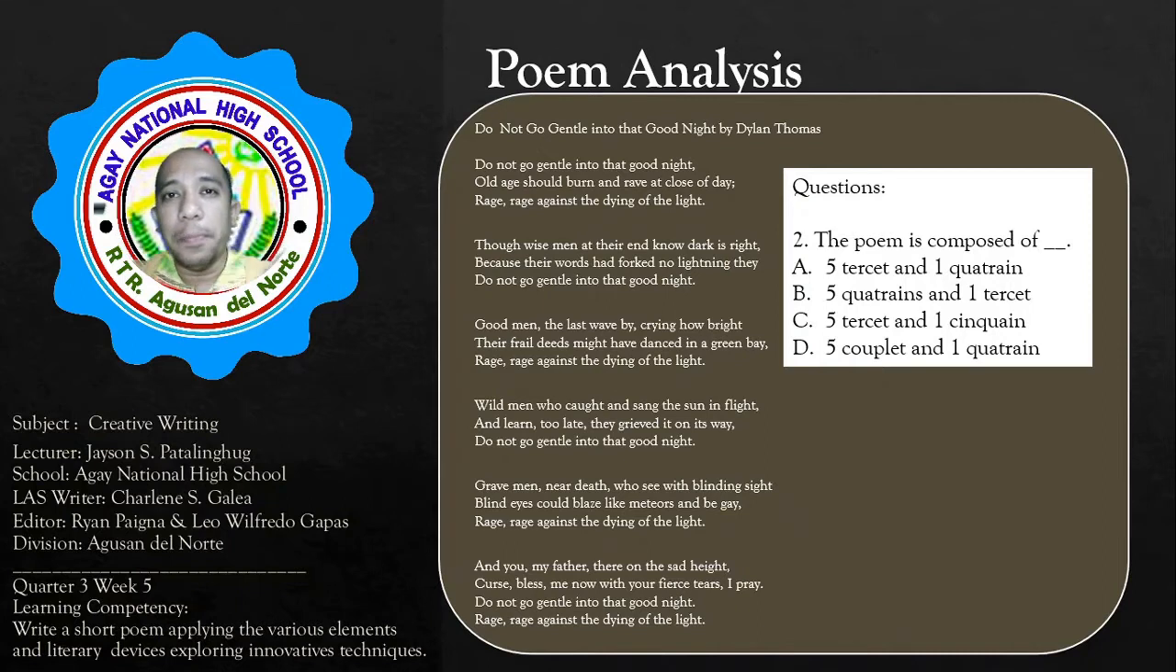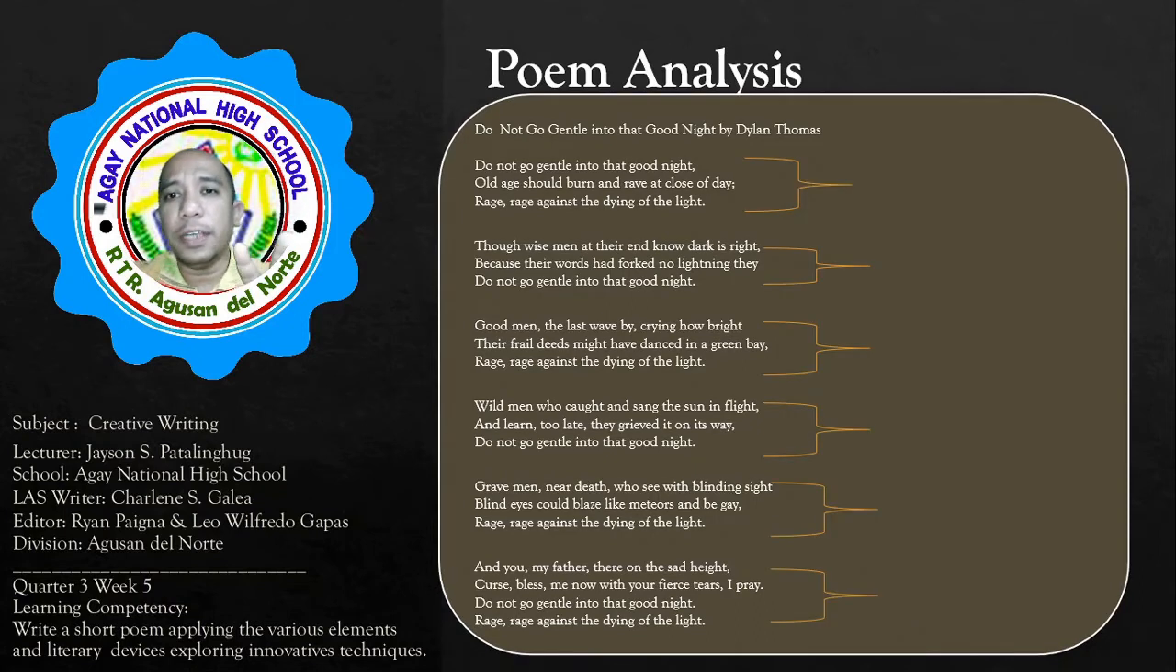Okay, so remember our lesson on the number of lines per stanza. Again, if the stanza has 1 line, it is a monostitch; 2, couplet; 3, tercet; 4, quatrain; 5, cinquain; 6, sexain or sestet; then 7 is septet, then octave if it has 8 lines. Now let us check what is the correct answer.